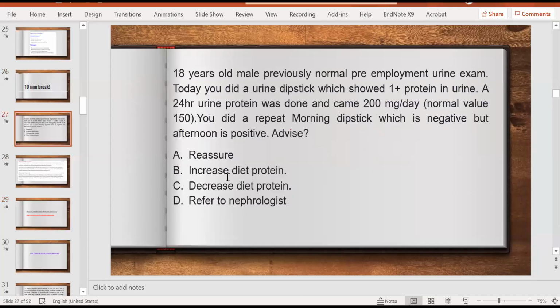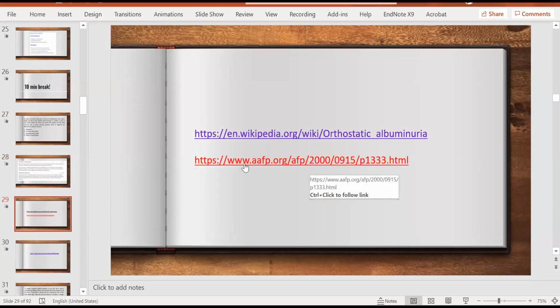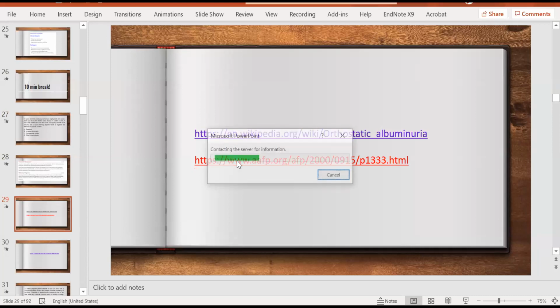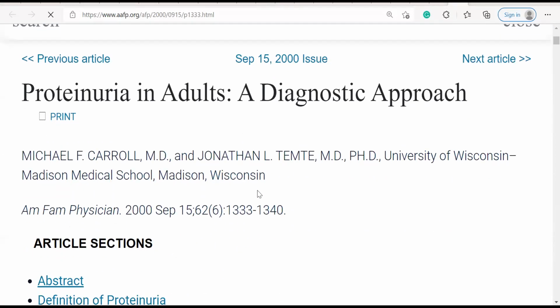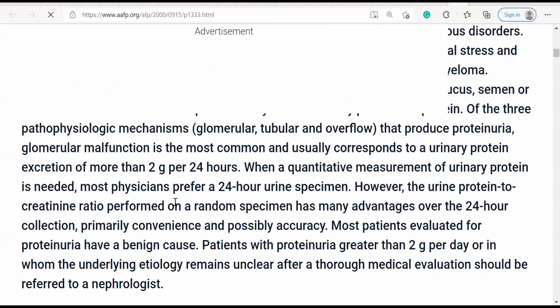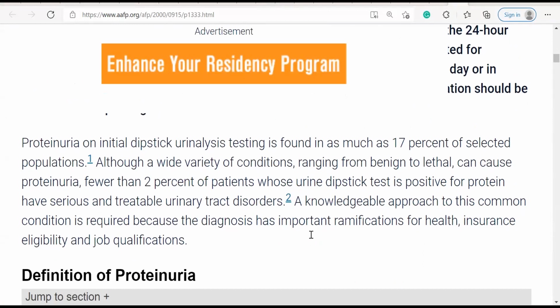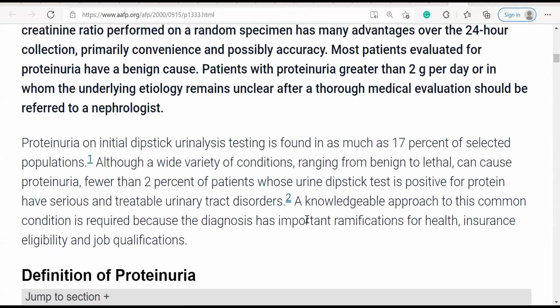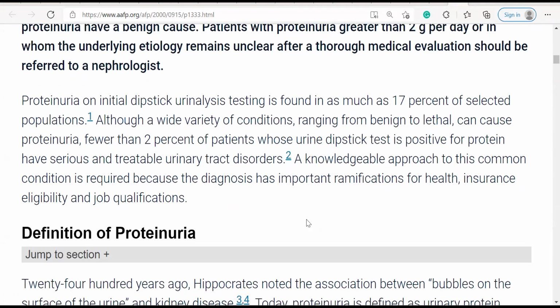So if the diagnosis comes in here, we would call it a case of orthostatic proteinuria. A good guideline in here is this AFP guideline also. So go through this guideline. It's a very good one. So for someone who has a urine dipstick saying that the patient has urinary protein, what is your next test you would do? It comes in exams very frequently.